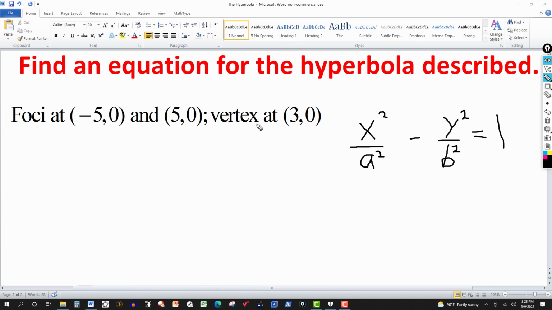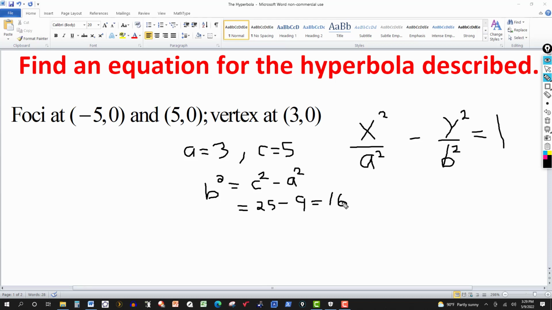Because the distance of this vertex from the origin is 3, we know that a is equal to 3. And because the distance of a focus, or the foci, from the origin is 5, we know that c is equal to 5. And then associated with the hyperbola, a little bit different than with the ellipse, b squared is equal to c squared minus a squared. So in this case we have c squared is 25, a squared, a is 3, so this would be 9. So this is 16.